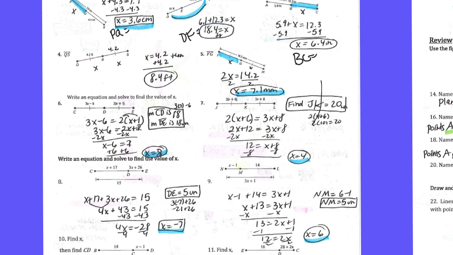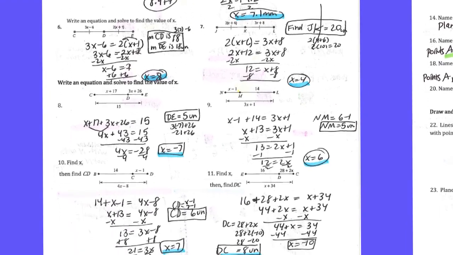Okay. Below on number 8 and 9, this is where you can add up the two smaller parts and set it equal to the overall total. So the sum of the parts equals the total. So if you want to add up this entire segment, you add each part together and you set it equal to the total length.